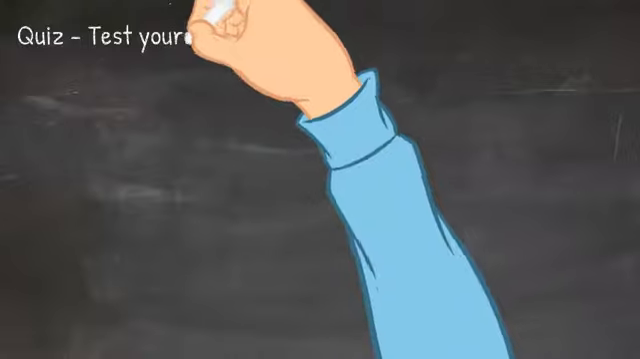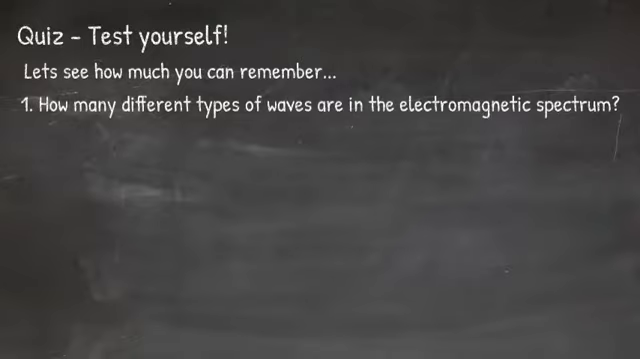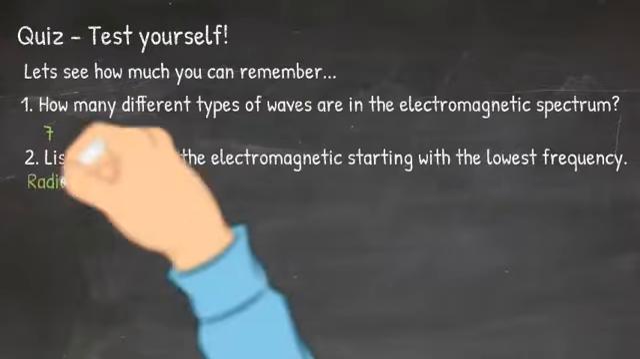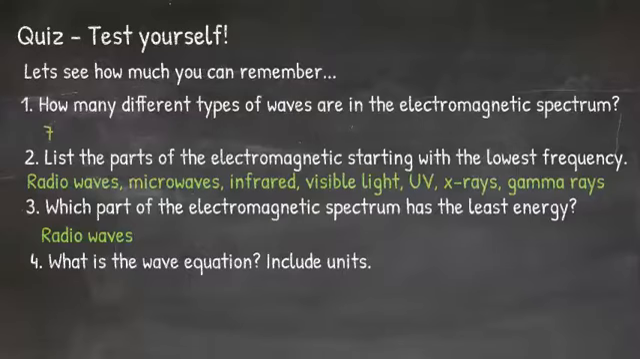Okay, let's have a quiz and see if you can test yourself. Let's see how much you can remember. How many different types of waves are there in the electromagnetic spectrum? List the parts of the electromagnetic spectrum, starting with the lowest frequency. Which part of the electromagnetic spectrum has the least energy? What is the wave equation and include units?